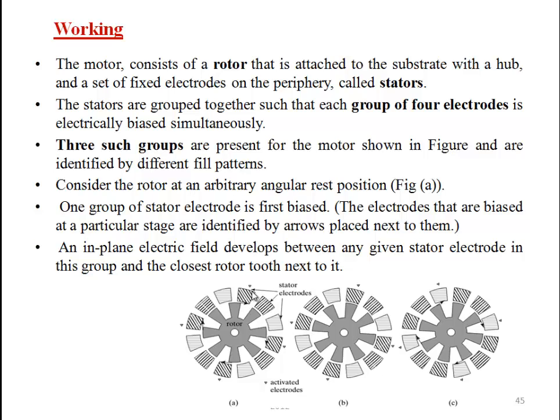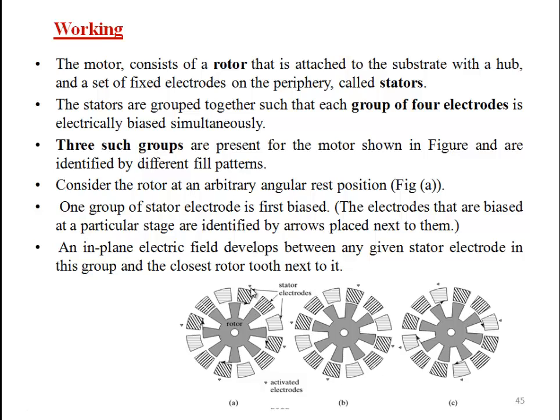At first, the rotor will be at the resting position. Then we bias a group of stator electrodes. That means there are 3 such groups, and we can select any group. So a group of stator electrodes is biased. In the figure, the biased electrodes are shown by an arrow mark.